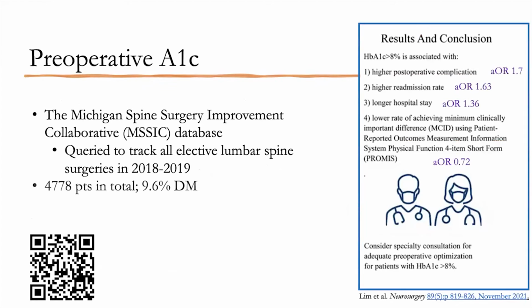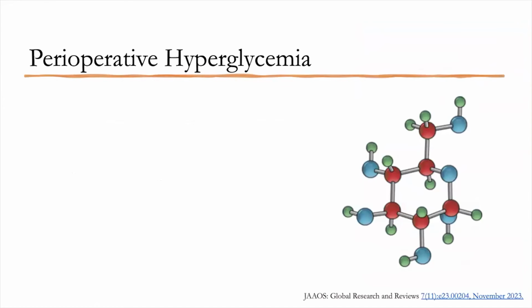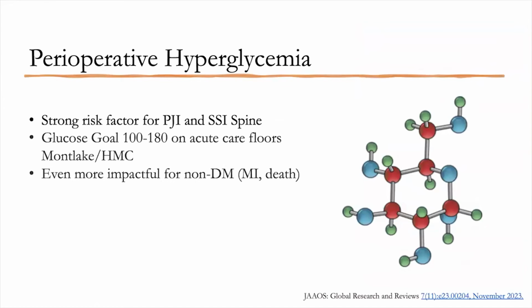Looking at this study out of Michigan, the Michigan Spine Surgery Improvement Collaborative Database, they looked at all elective lumbar spine surgeries in 2018 and 2019. About 9.6% of the almost 5,000 patients had diabetes. And I just said that A1C is not associated with higher mortality, but it is associated with higher post-op complications overall, readmissions, a longer hospital stay, and really worse patient-reported outcomes. So they say, consider specialty consultation for optimization in a patient whose A1C is over 8 pre-op for spine.